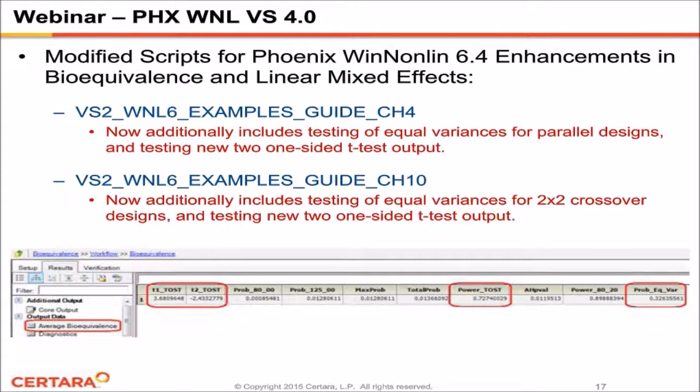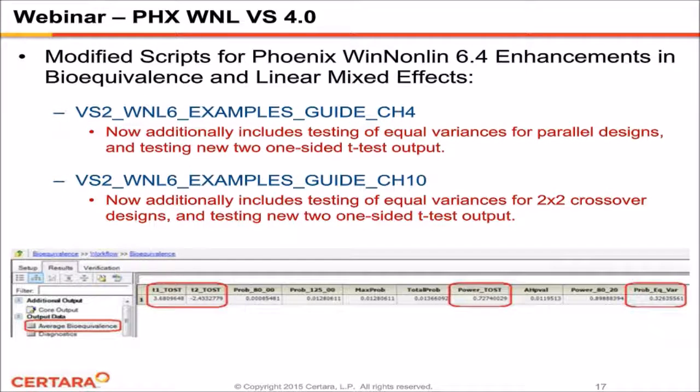Two scripts, the Examples Guide Chapter 4 script and the Examples Guide Chapter 10 script, were modified so that they now validate this new output. The difference between those two scripts is that the first is for parallel designs and the second is for a 2x2 crossover design.